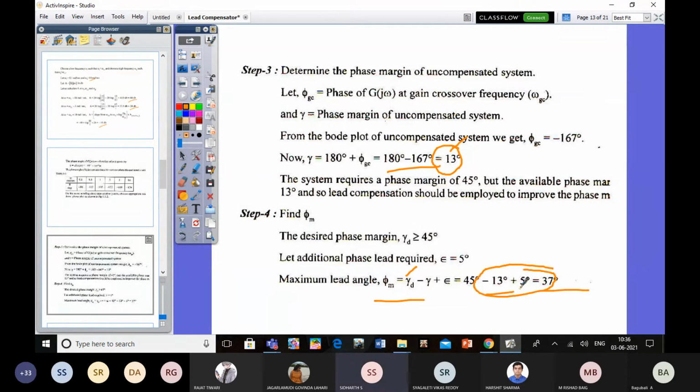Once you get phi m, next we find alpha. What is the equation for alpha? Alpha equals 1 minus sine phi m divided by 1 plus sine phi m. These are the design procedures.